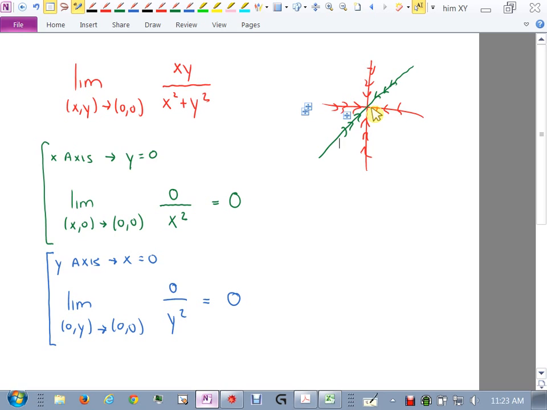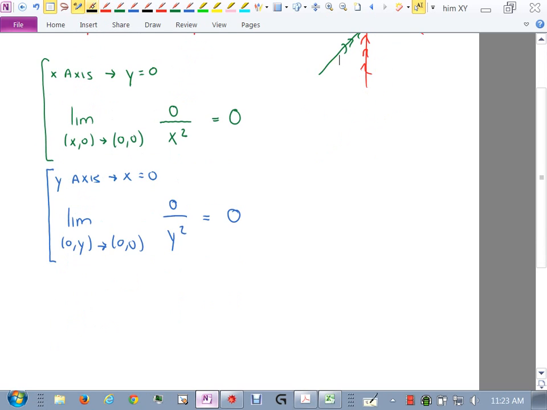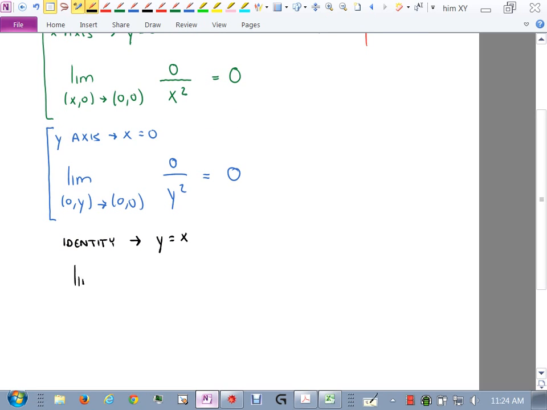They're the same, right? X equals y. X is equal to y, or y is equal to x. So if I come in along, we call that the identity. That means that y equals x. That means I can rewrite the limit. Instead of xy, I can write xx, approaches 0, 0. And instead of xy on top, I can put what? X squared. And on the bottom, I can put x squared plus x squared again.